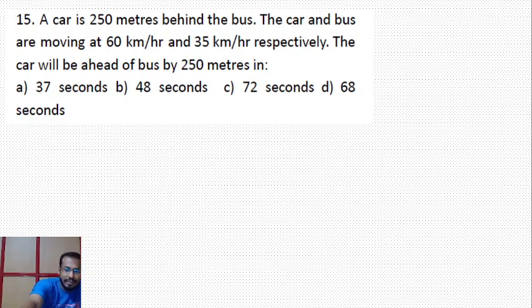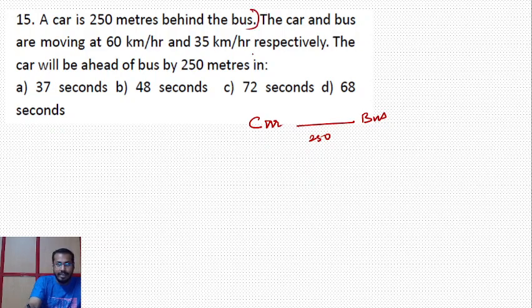Next one. A car is 250 meters behind the bus. The car and bus are moving at 60 km per hour and 35 km per hour respectively. The car will be ahead of the bus by 250 meters in? See, look at this. Clearly, we need to know one thing. A car is 250 meters behind the bus. This is the first line. At last, they are asking that the car will be ahead by 250. So the car will be ahead by 250. So totally it was 500 meters.